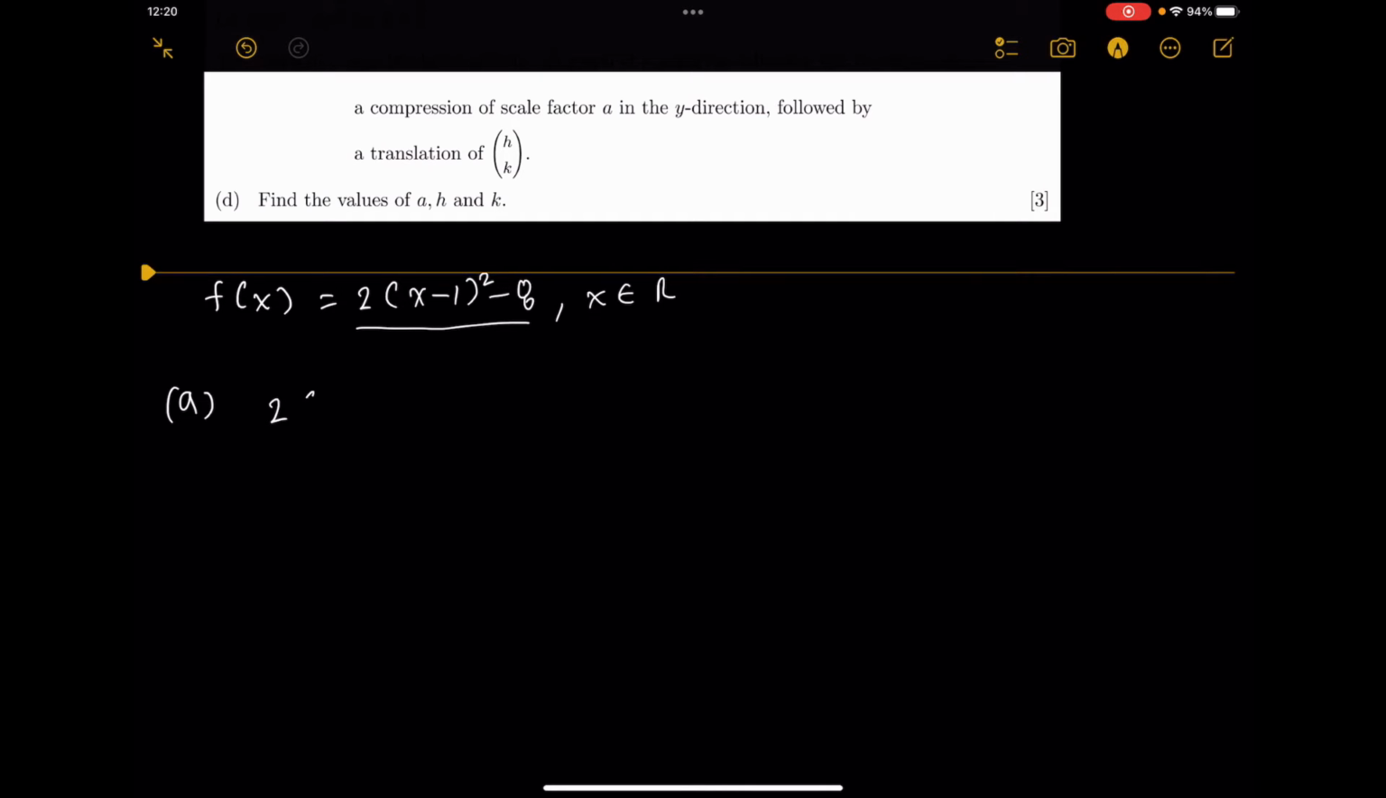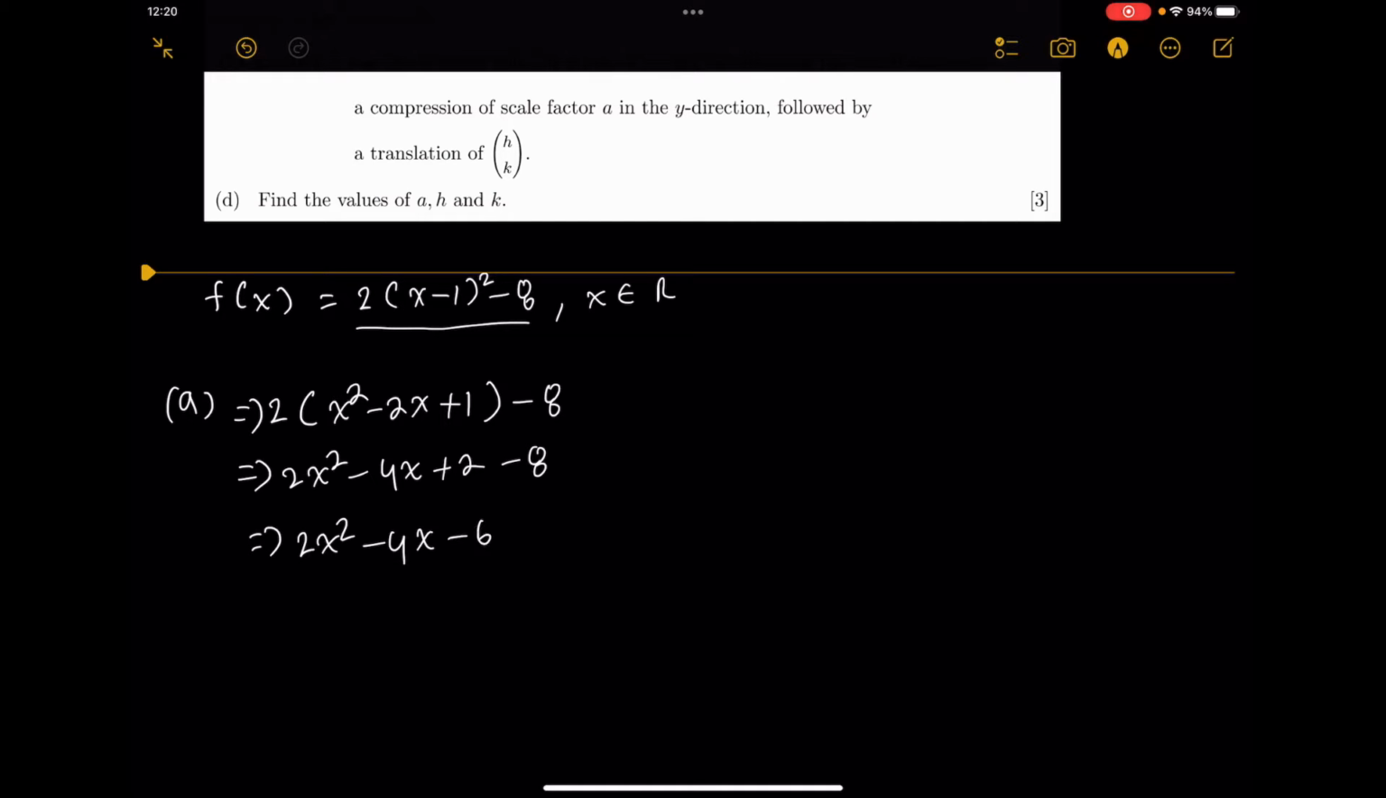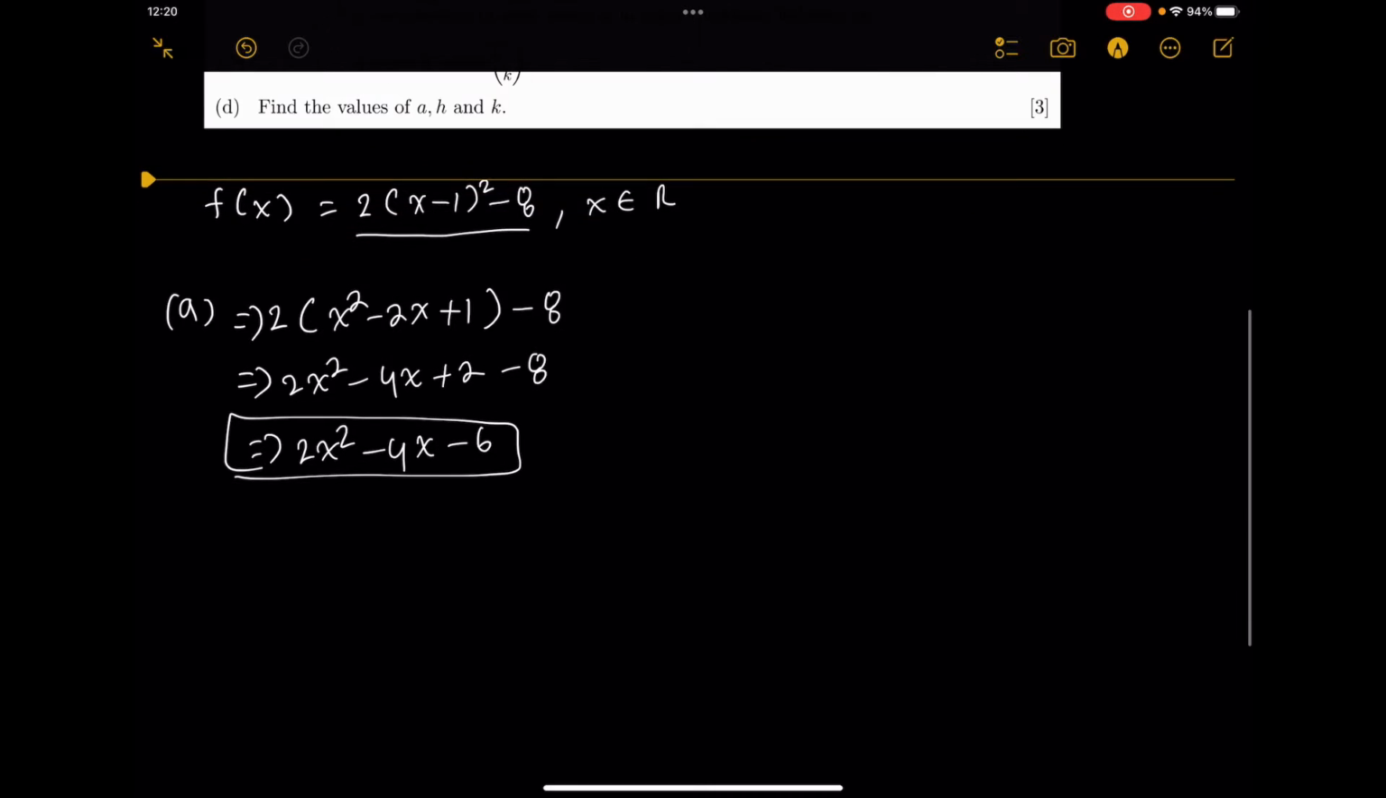So basically 2 into (x squared minus 2x plus 1) minus 8. This will become 2x squared minus 4x plus 2 minus 8. So in the end this will become 2x squared minus 4x minus 6. Therefore f of x is equal to 2x squared minus 4x minus 6.